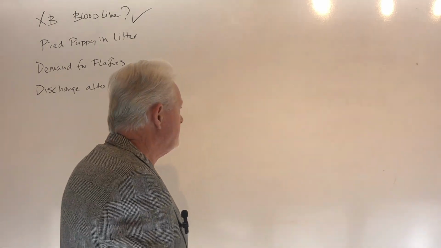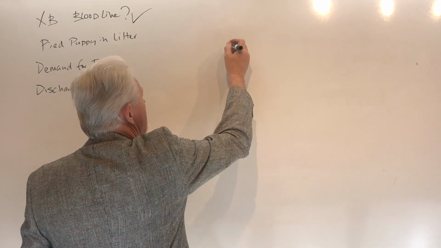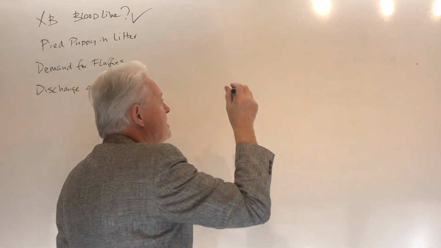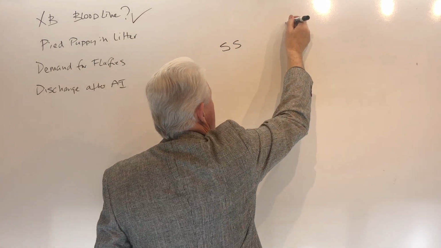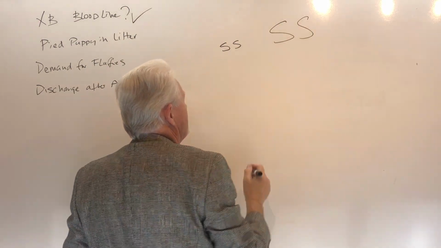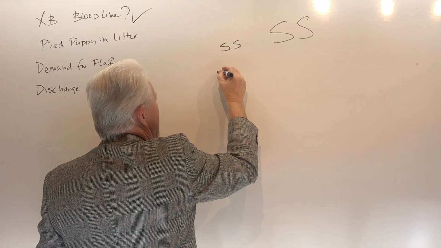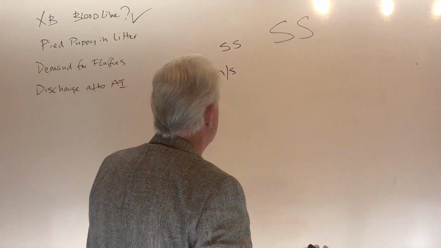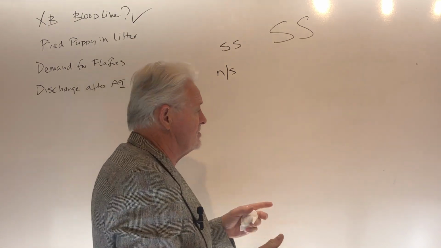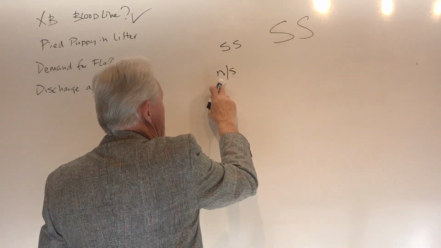So, the pied gene can be written a number of different ways. One way you might write it is little s, as opposed to a non-pied dog being big S. Most of the time it's written as NS, where N means not pied and S means pied. So you can see a number of different conventions on how it's written. We're going to go with this NS business.